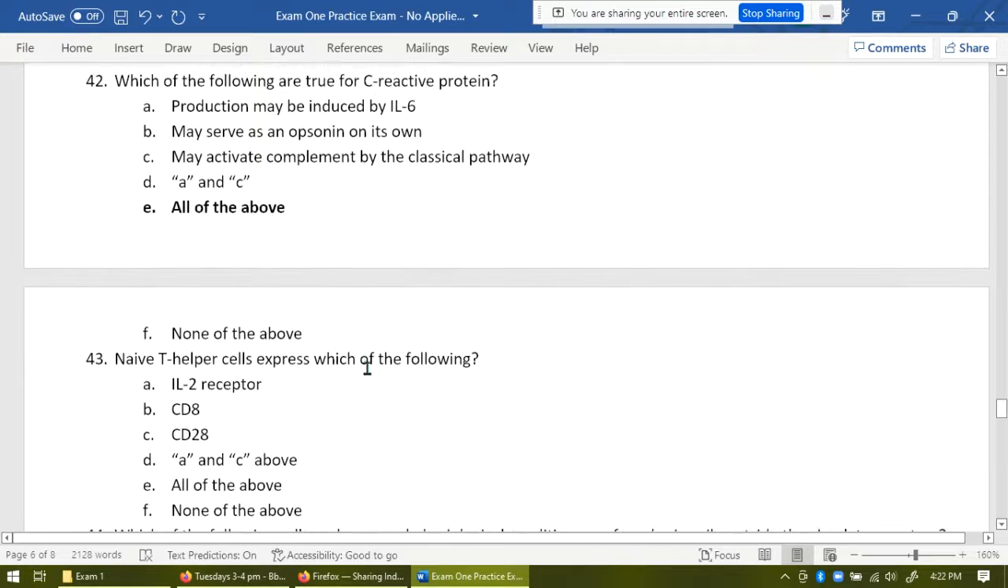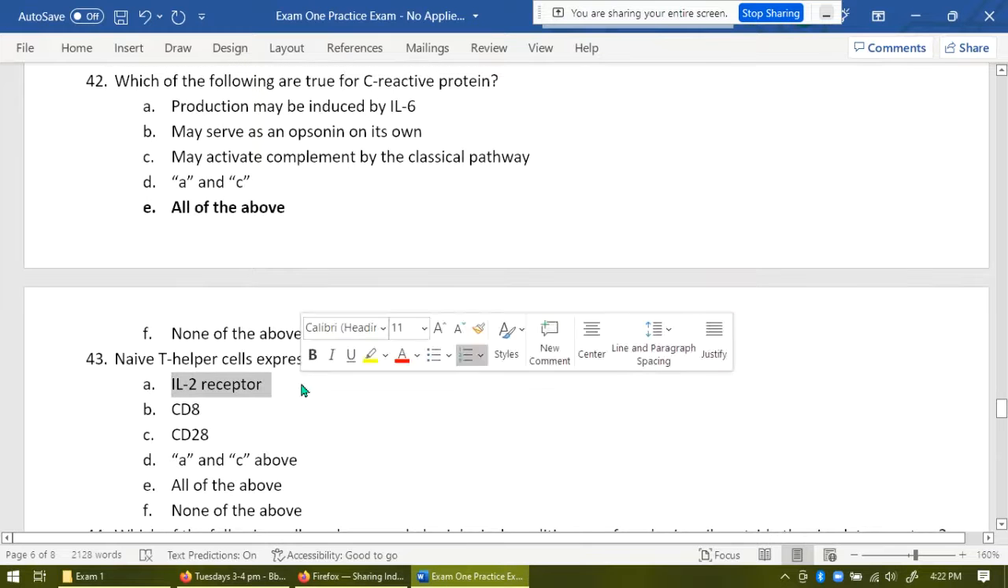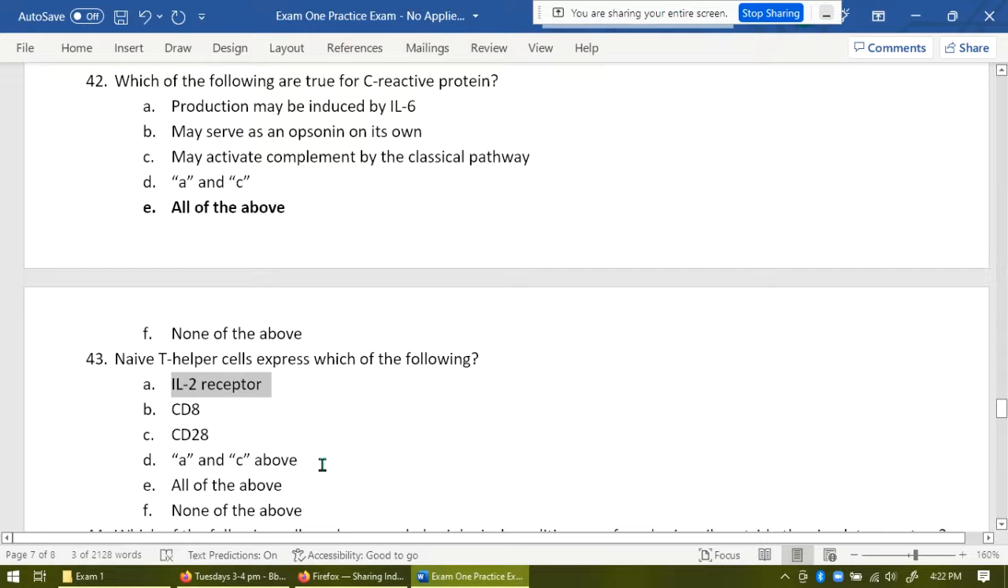Naive T helper cells express which of the following? IL-2 receptor. That is true. They express only the moderate affinity IL-2 receptor, which we'll learn more about on the next exam, but they do express a receptor for IL-2. All lymphocytes express a receptor for IL-2. CD8, nope, that one is expressed by cytotoxic T cells. CD28, yes, that is the receptor for B7 on the antigen presenting cell. So this one's going to be A and C.